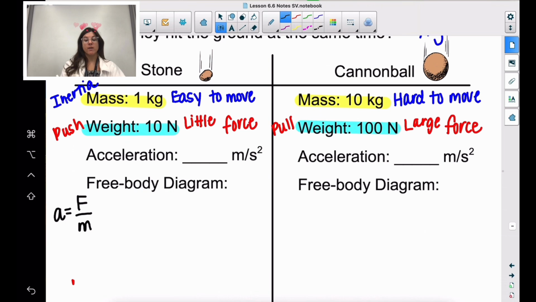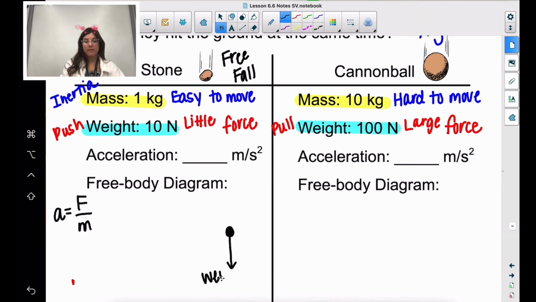Now, in order to know the net force, I need to know what the diagram looks like for all the forces acting on it. So I'm going to do a quick sketch. My stone is in free fall. I'm going to make that note here, which means it's only experiencing one force, gravity.